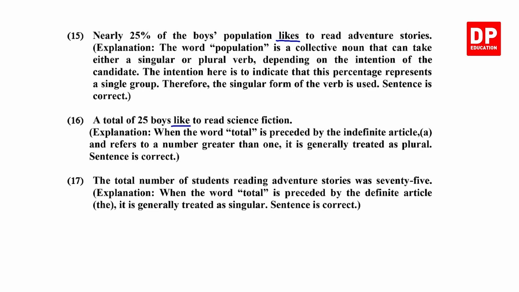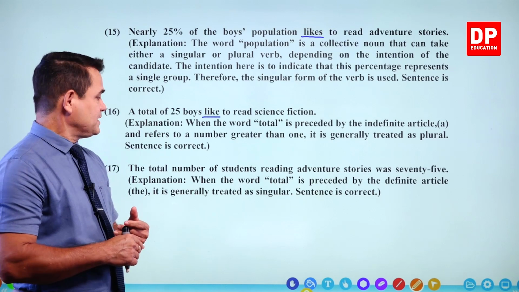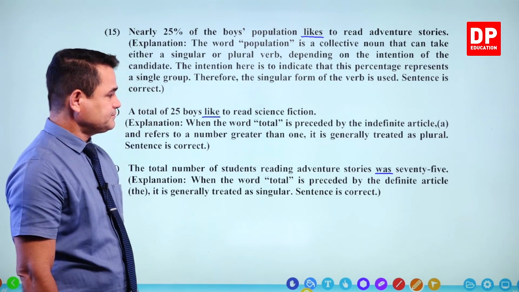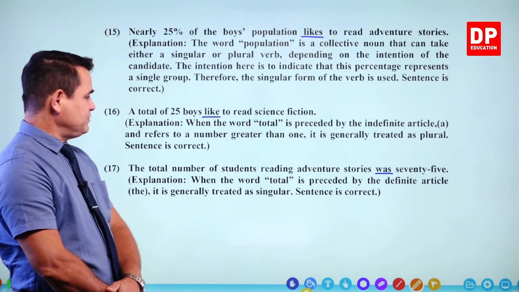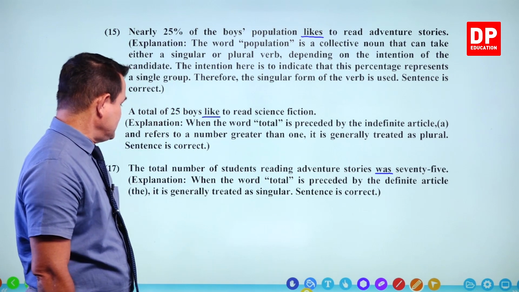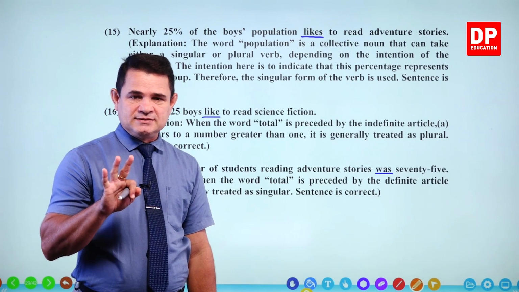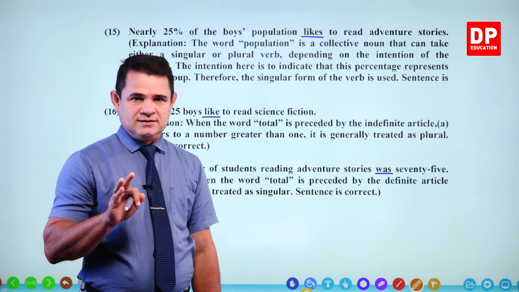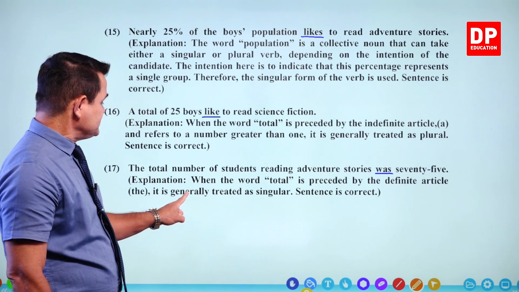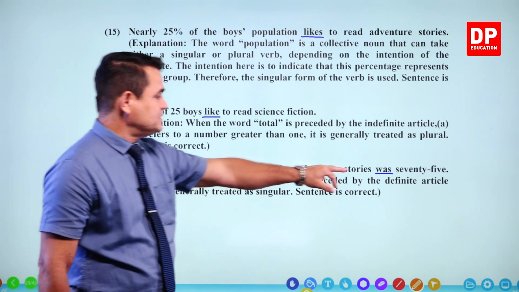Next one. The total number of students reading adventure stories was 75. Here it was used as singular. Look at the explanation. When the word total is preceded by the definite article the, whereas earlier the indefinite article a was used. The is a definite article. With the definite article, it is generally treated as singular. So the sentence is correct.